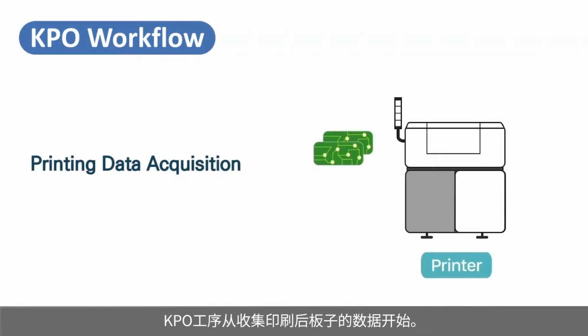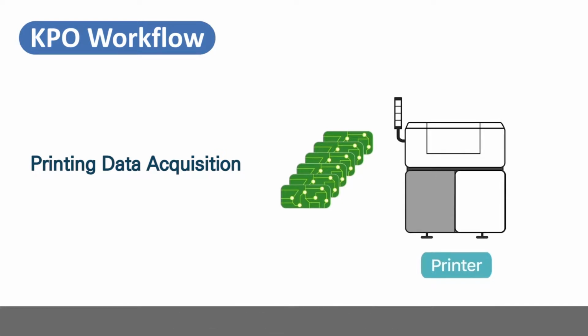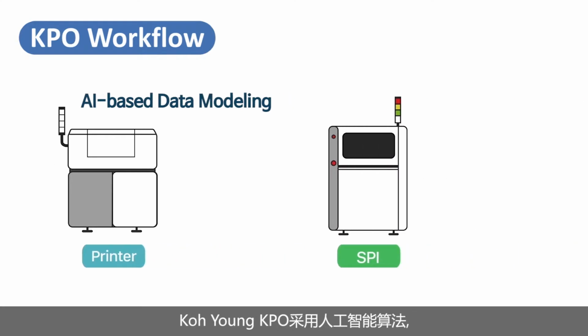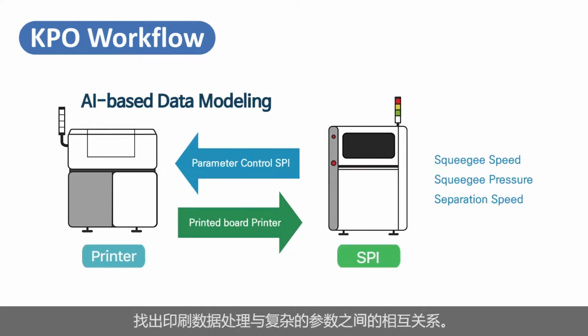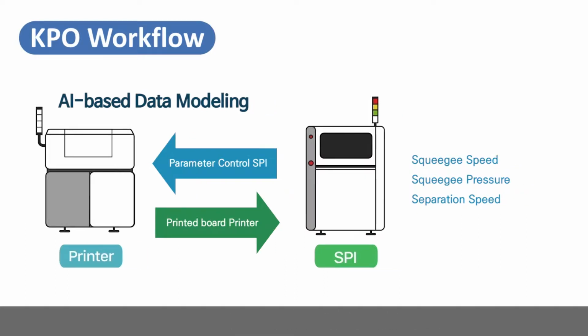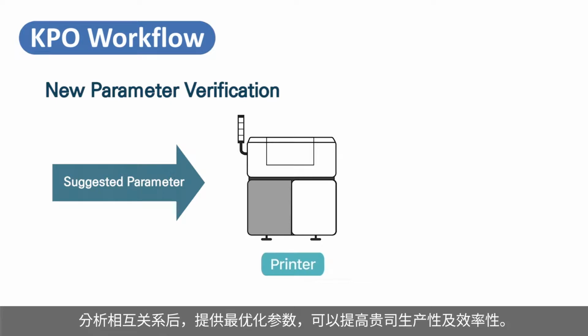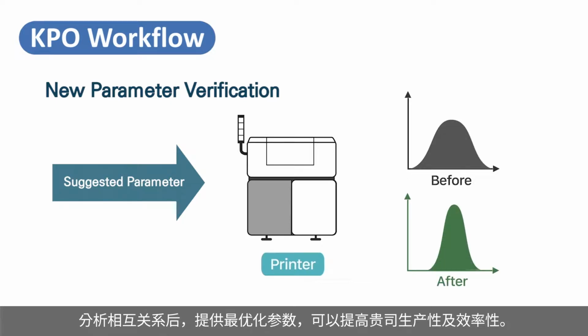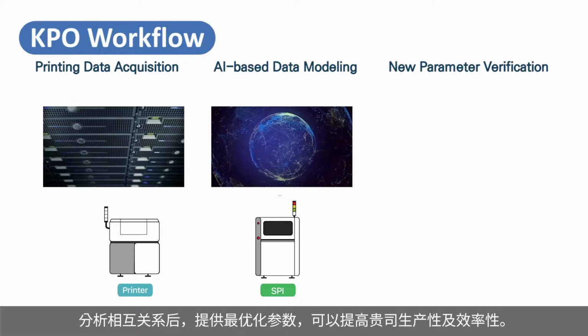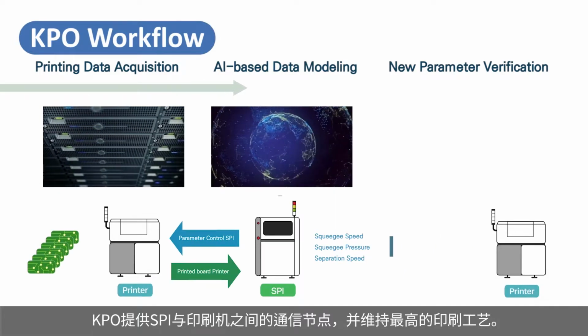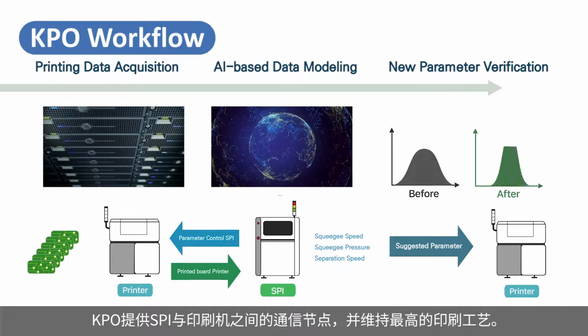The first step is to collect production yield data from printed boards. KPO captures these printing results in real time and uses AI-based algorithm to find the complex relationship between key printer parameters and printing quality. KPO will recommend the ideal operating parameters to maximize yield and production efficiency based on actual data. KPO facilitates communication between the SPI and printer to ensure the ideal printing process is maintained during operation.